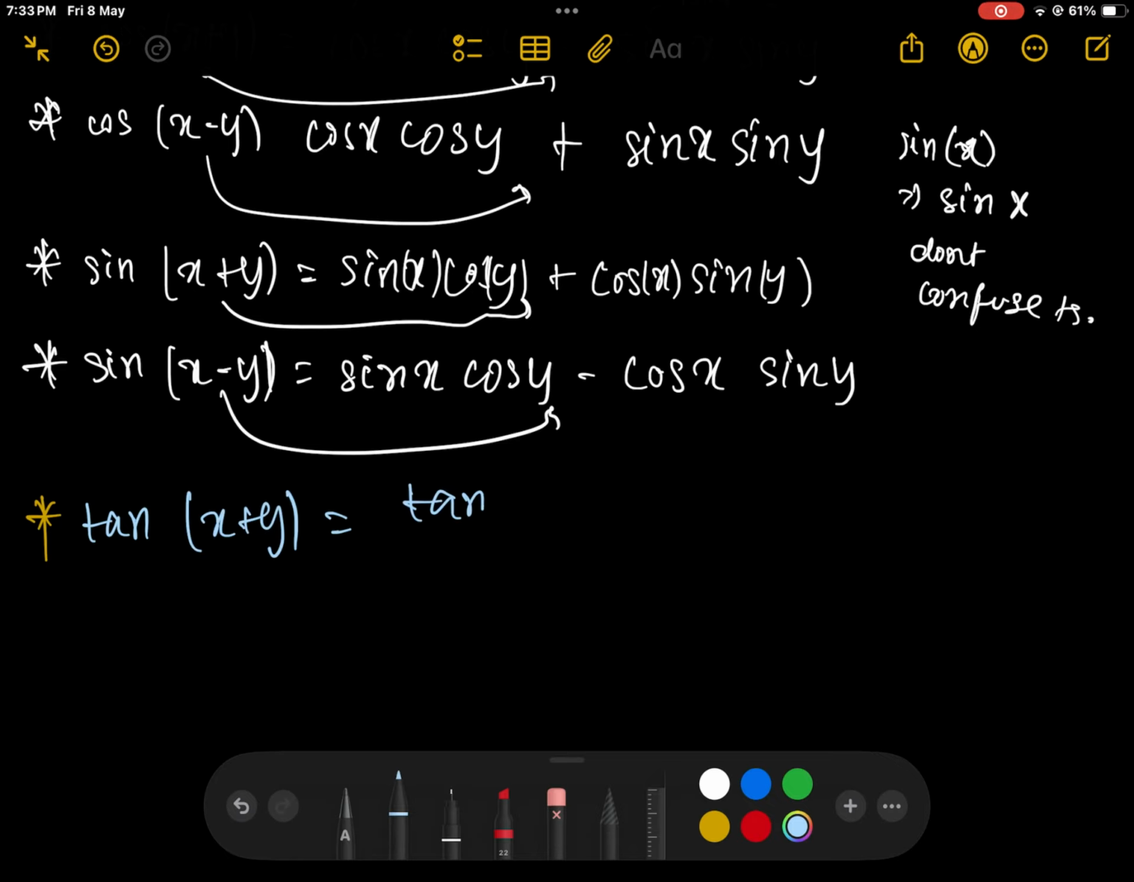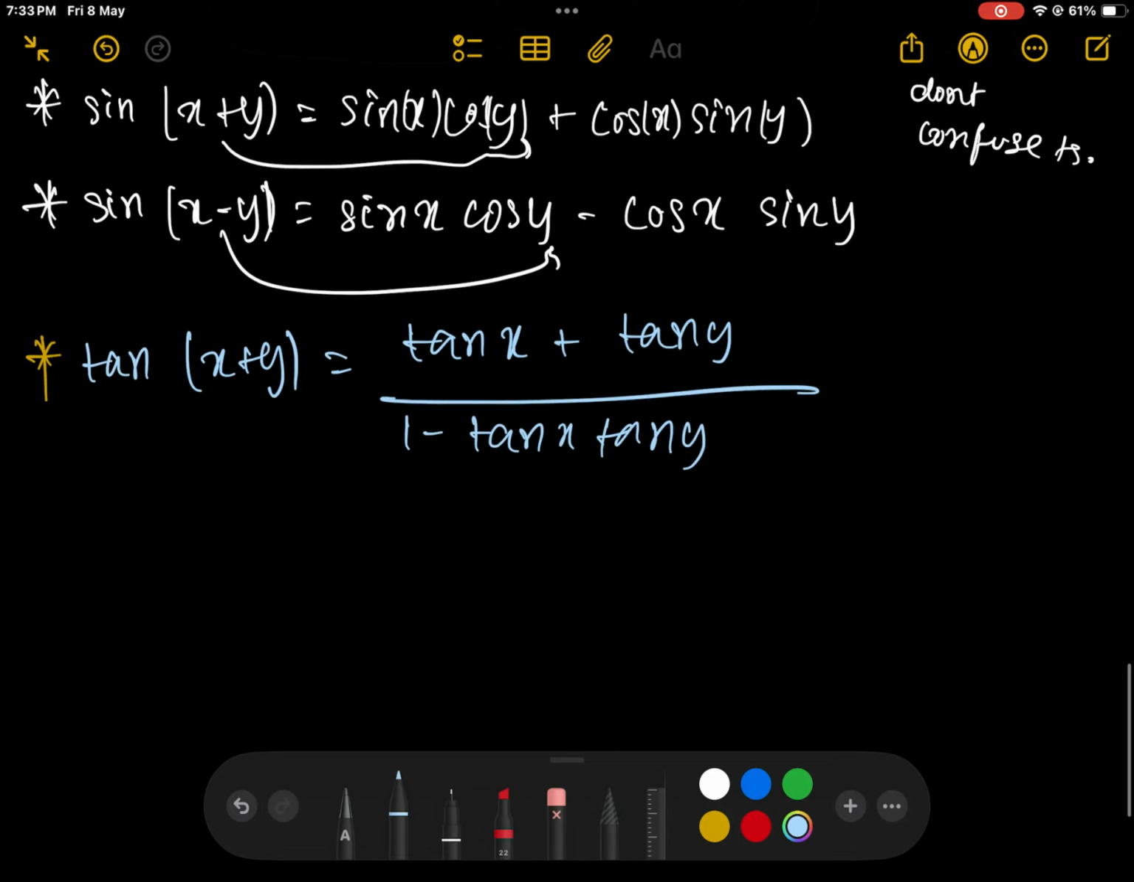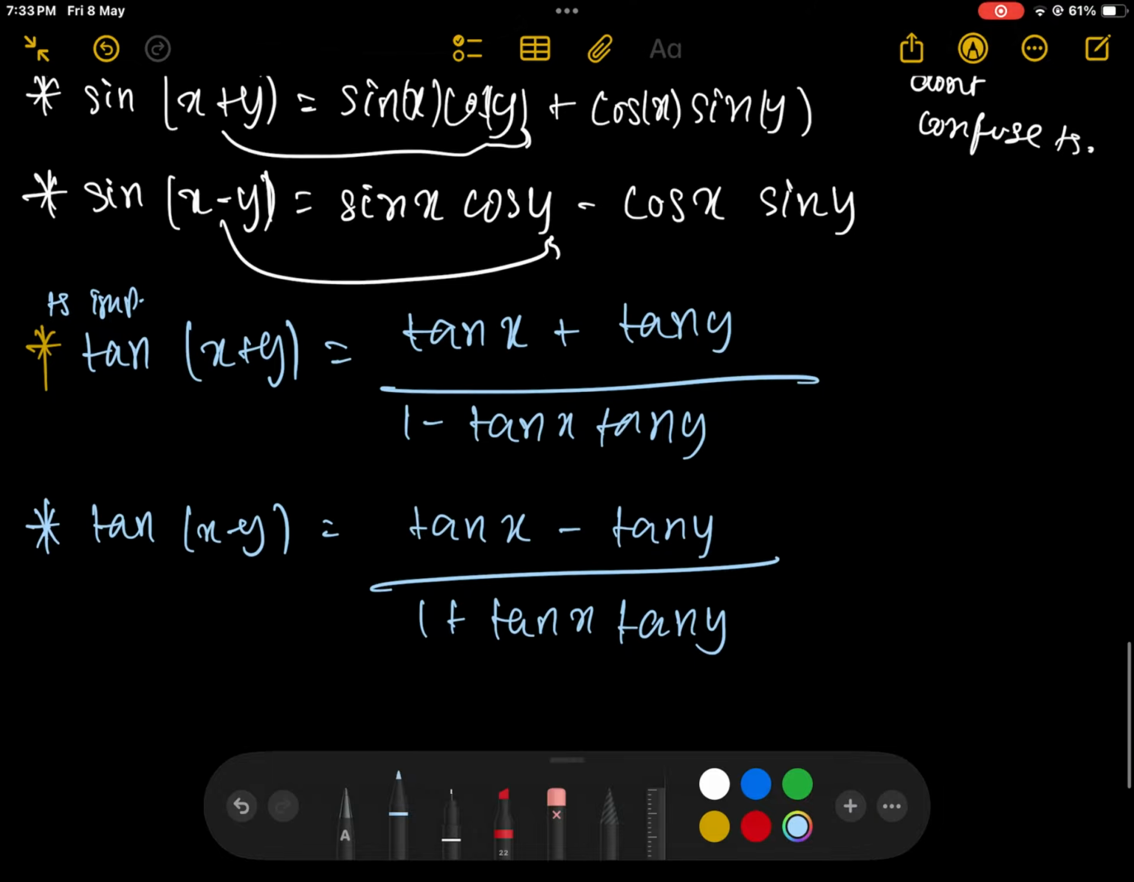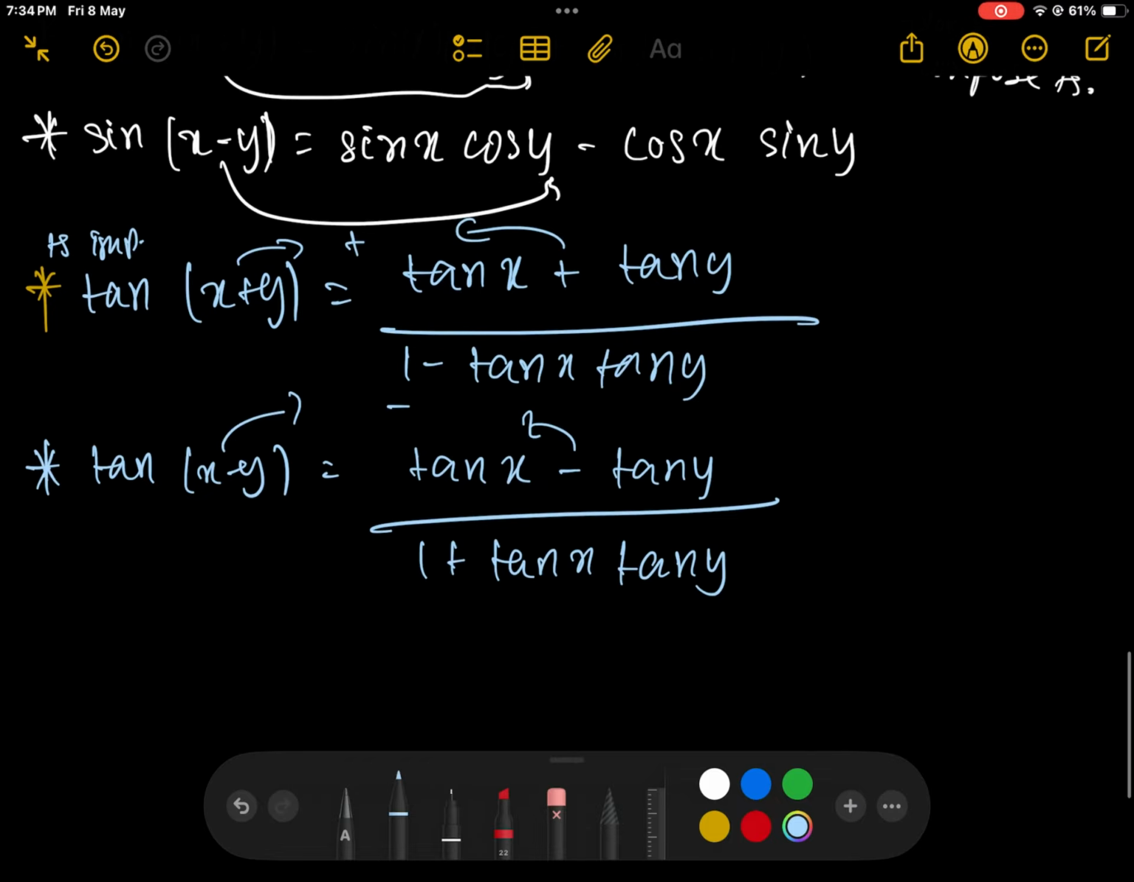Make sure to look out for the minus and plus signs. Now it's tan of x plus y equals tan x plus tan y by 1 minus tan x into tan y. Then for tan of x minus y, the top sign will become negative and the bottom sign will become positive. Yeah, I'm writing that down right now.